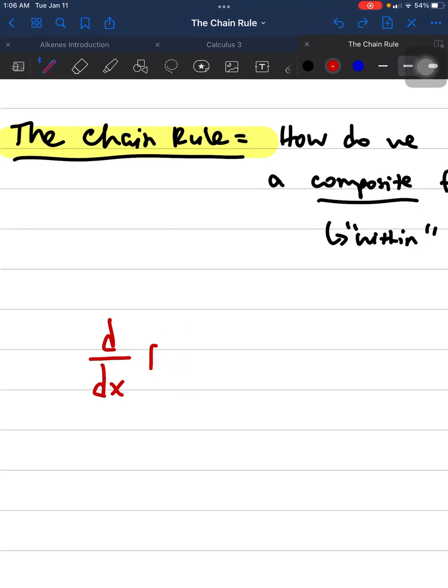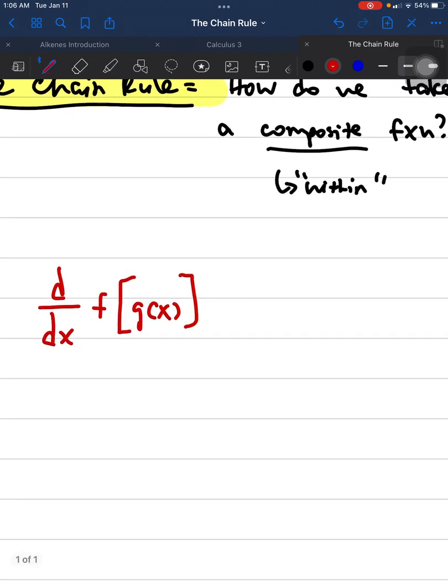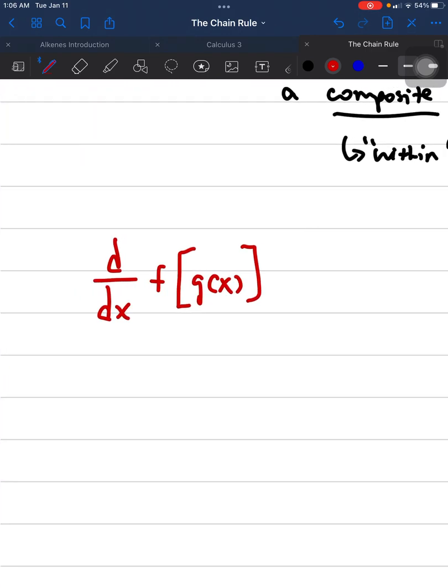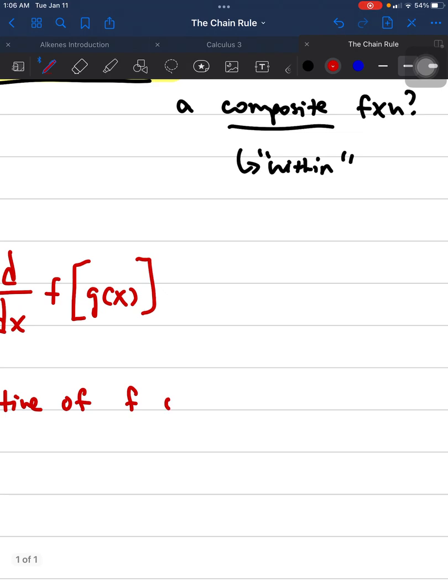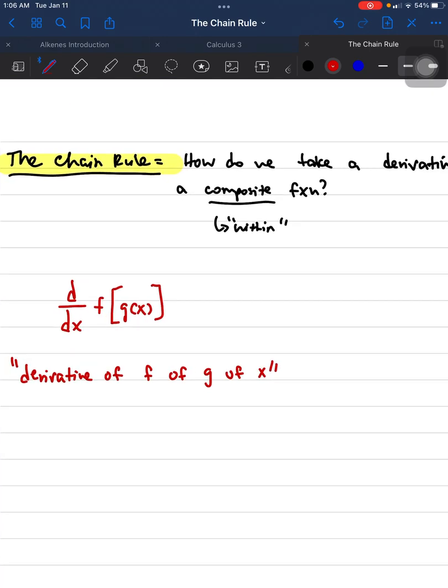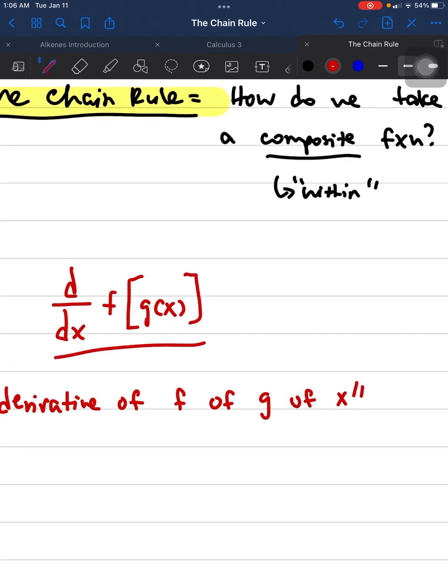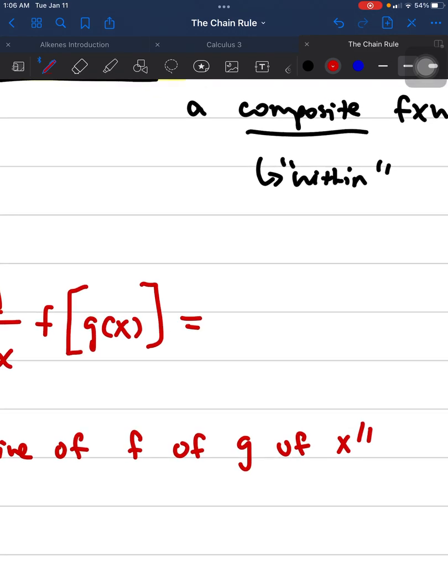So there's going to be two functions, f and g. I'm going to use f and g. So the derivative of f of g of x. So the way we say this is that we say derivative of f of g of x. That's how we say when we're actually saying what this derivative is.